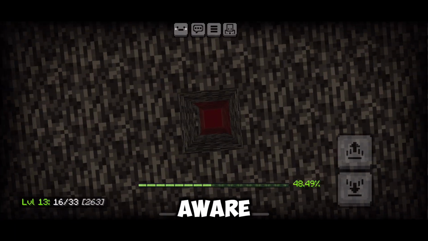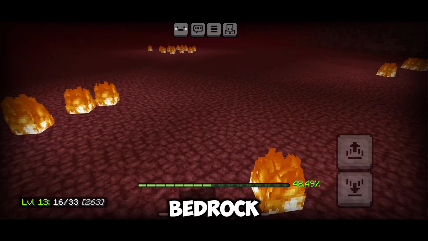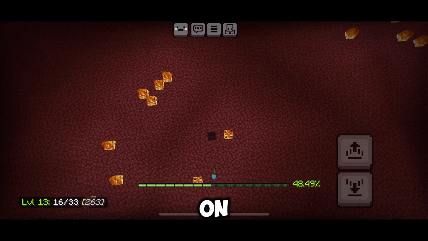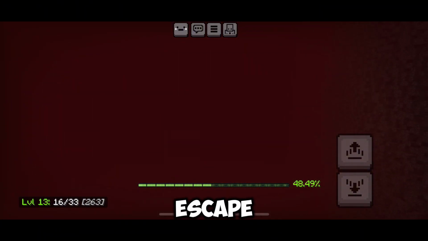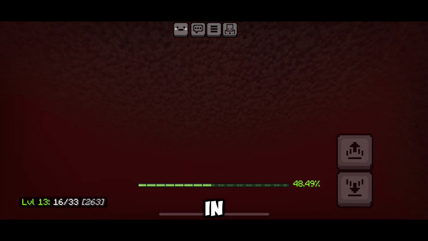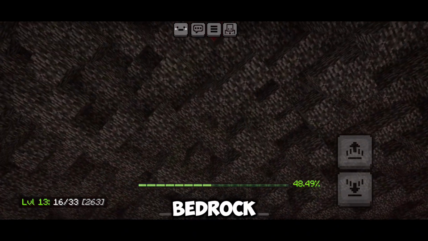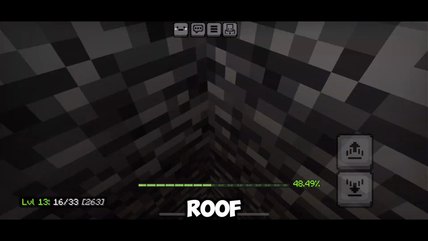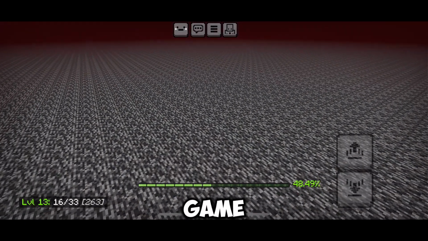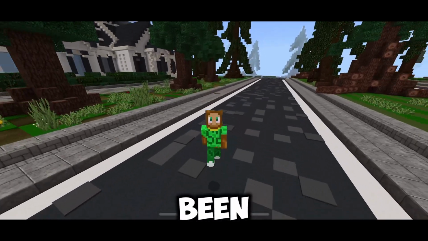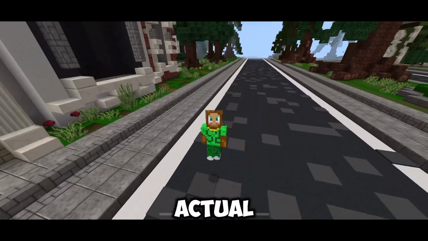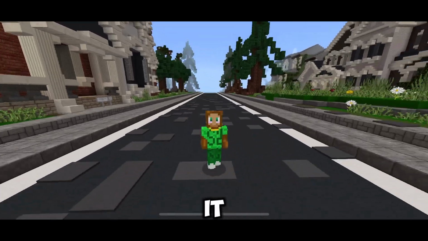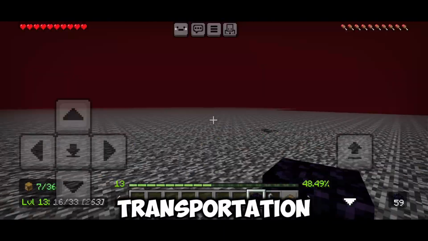If you aren't aware, the nether is surrounded by two layers of bedrock, one on the bottom and one on the top, keeping the dimension completely enclosed and impossible to escape without a portal. However, in Java Edition, the top layer of bedrock, which is known as the nether roof, is accessible through some weird game-breaking mechanics. And players have been exploiting this to escape the harsh conditions of the actual nether below, and they've been using it to build farms or for transportation.